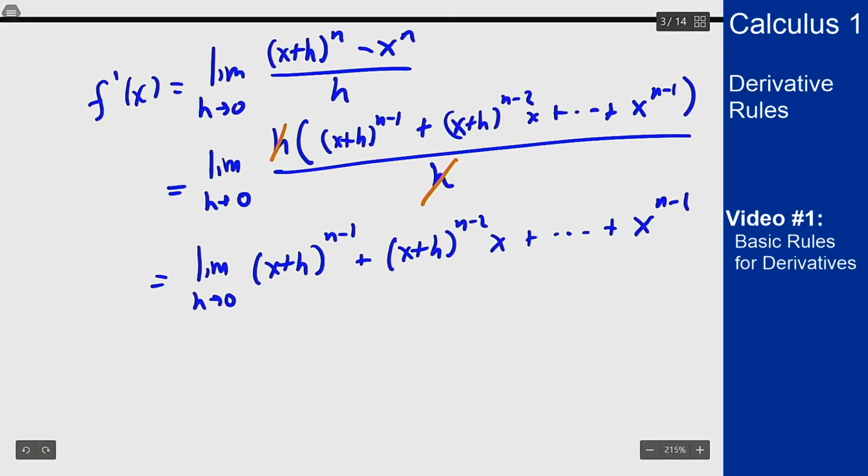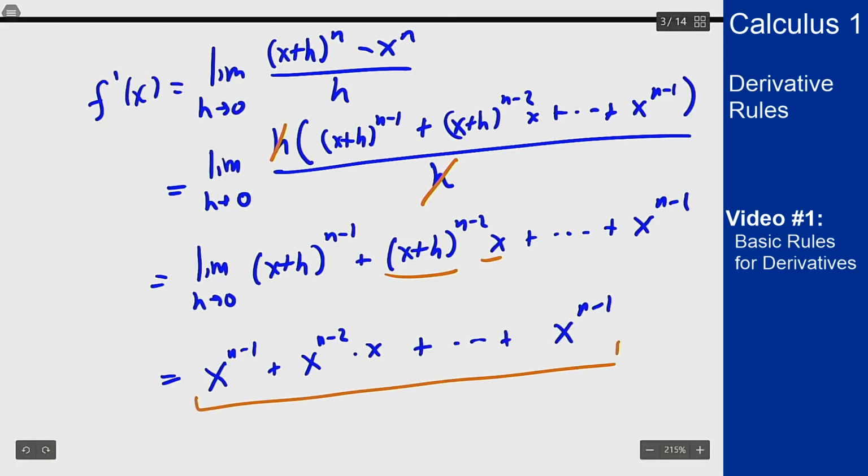And if I do that, I will get x to the n minus 1 plus x to the n minus 2 times x from the second term here, because all of n minus 2 comes to x plus h, it just goes to x, and then x stays the same, plus all the way down to x to the n minus 1. And there are n copies in here. N copies of x to the n minus 1.